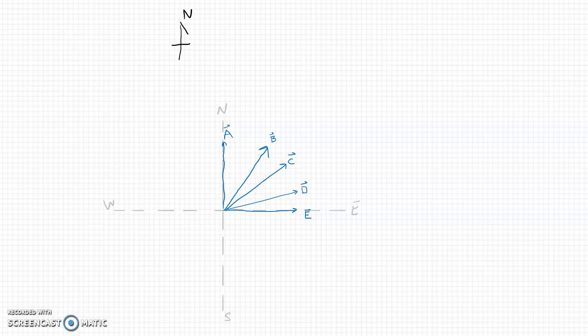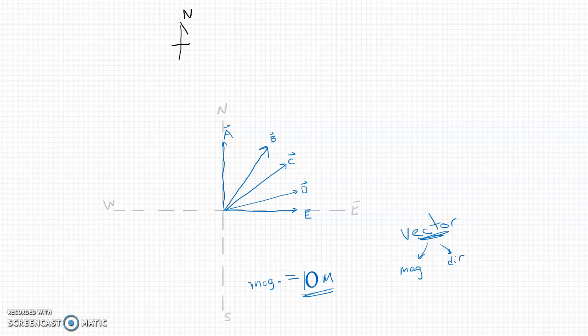Now, hopefully, it's pretty clear, or at least what I'm trying to show, is that these all have about the same magnitude. In other words, they're all the same length. So we'll just say for our purposes, the magnitude of each one of these is 10 meters. Now, for a vector to be a vector, it has to have 2 things. One of those things is magnitude, which all of these vectors do, but the second thing that all vectors need is a direction.